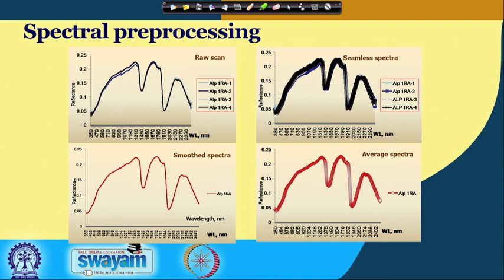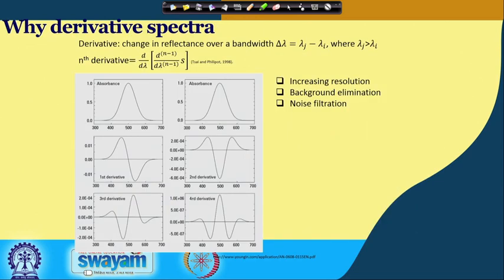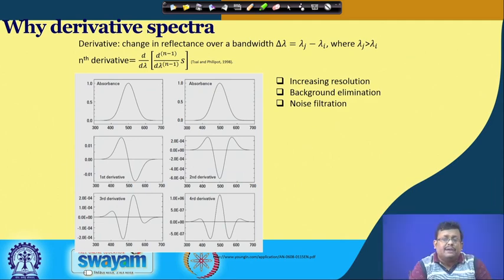So, this spectrum contains these broad absorption features, and to remove these or to further get higher resolution of the spectral features, we are doing different types of spectral pre-processing. You can see here we are doing a first derivative and second derivative. Now, the question comes, why derivative spectra?